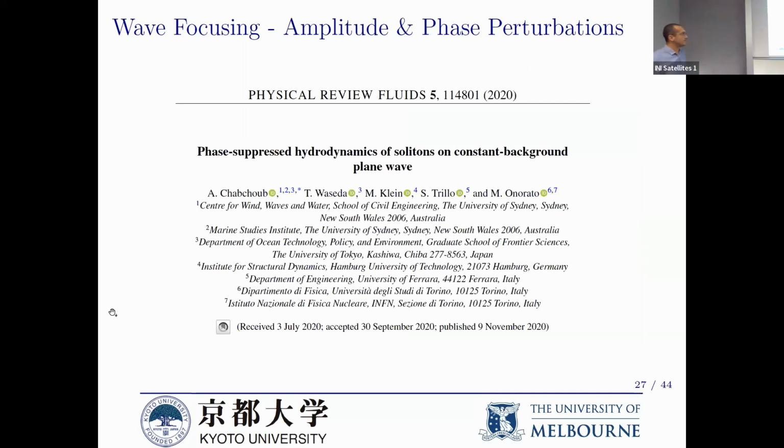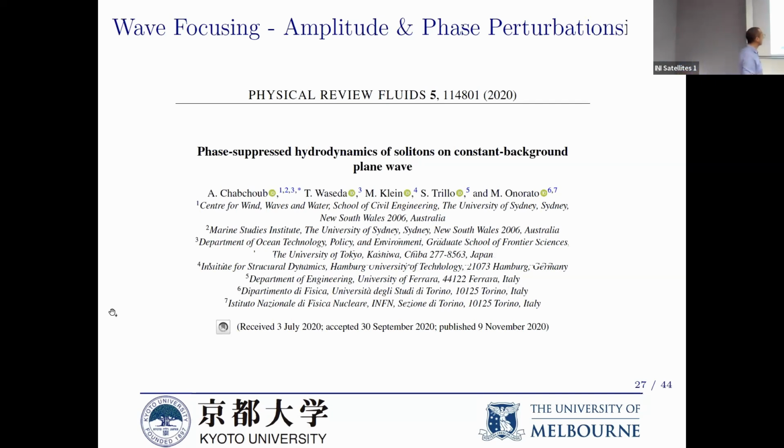All right, so now we know how we generate these solutions in a tank and what's valuable to think of when we generate these solutions. But I'd like to come back to this paper, which has been published in 2020, but the experiments were conducted back in 2015. At that time, we were interested in looking at the evolution of dark solitons or Peregrine breathers if we just suppress the phase, right?